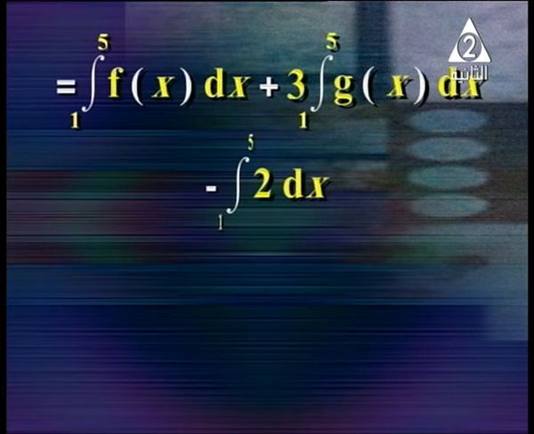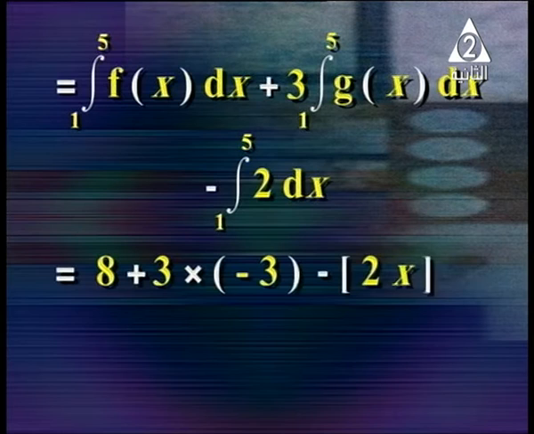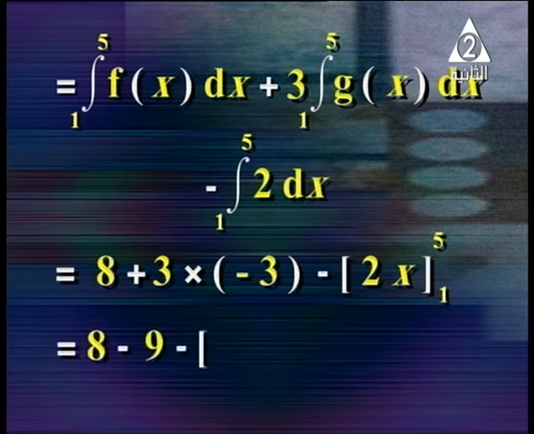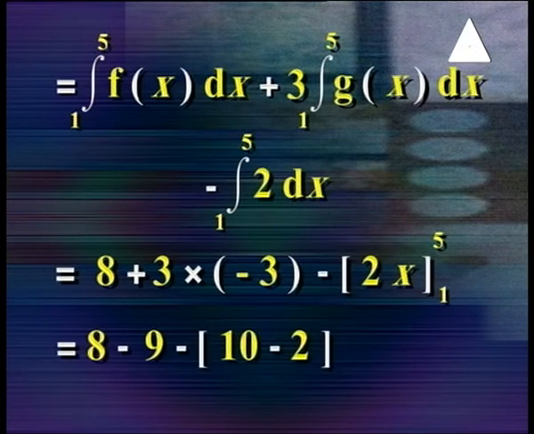By substitution from 1 to 5, the first integration is 8 from the given, the second is negative 3 from the given multiplied by 3, and the third is negative 2x from 1 to 5. By substituting x equals 5 and x equals 1, the answer is 2 times 5, 10, minus 2 times 1, 2. Then 8 minus 9 minus 8 equals negative 9.